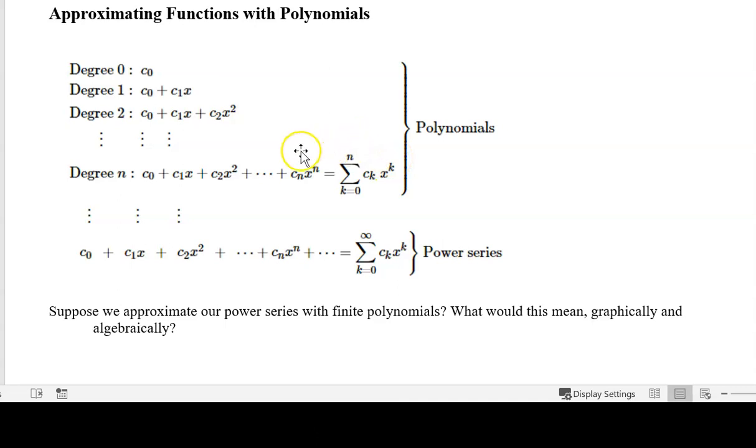Now, if you allow this to go to infinity, this will give you a power series, which we discussed earlier in the previous section. What we want to know is, if we approximate a power series with a finite polynomial, what does this mean, both in a graphical sense and in an algebraic sense? In other words, instead of using the entire power series for a function, what if we only used the first finite number of terms, for example the first n terms, to approximate the infinite power series?